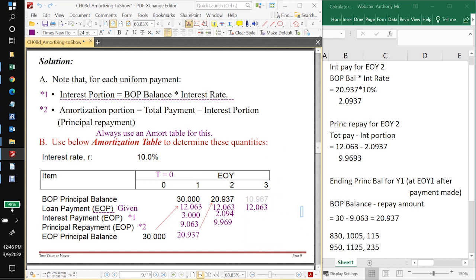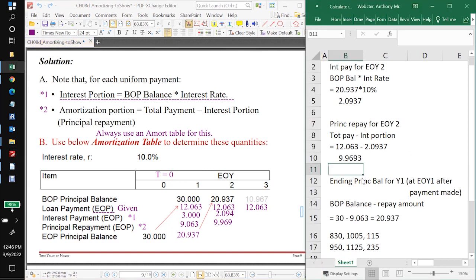And now our ending balance is going to be computed down here. So we want this for year 2. And so this is going to be the BOP balance minus the principal amount. The BOP balance is over here, 20.973. Our repayment amount in this case is 9.969. And I think if you work that out, you're going to get something like 10.967. And we'll say plus or minus for a little bit of rounding error.